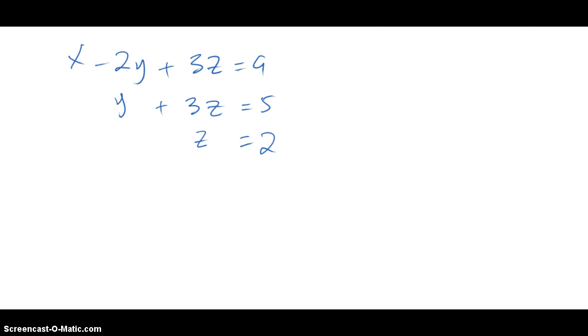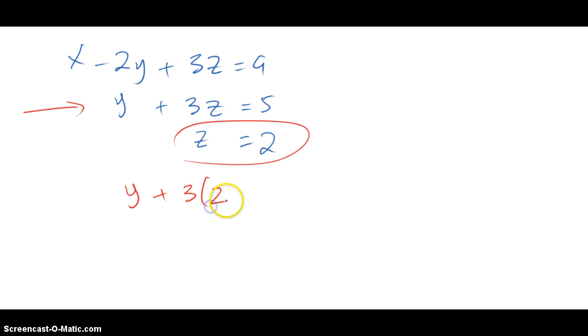So how could we use back substitution to solve this problem? Well, we already know, they've made it very simple for you, we already know that z equals 2. So now we look at this equation and we say, well, y plus 3 times 2, because we just said that z equals 2, equals 5. So y plus 6 equals 5. So minus 6, minus 6, and we know that y equals negative 1.